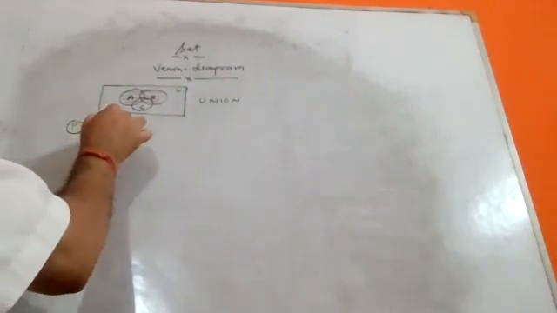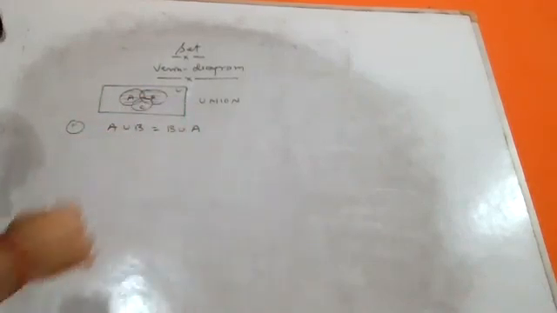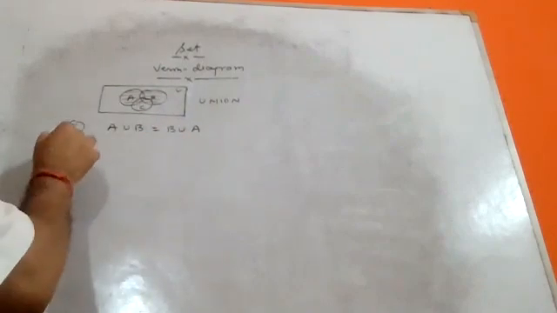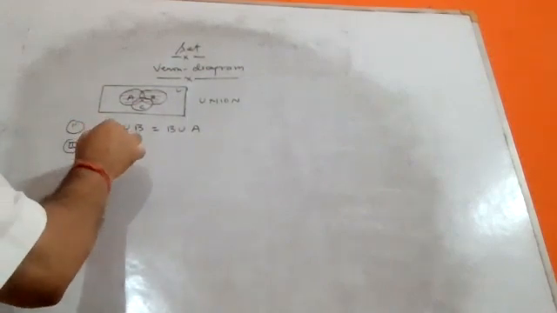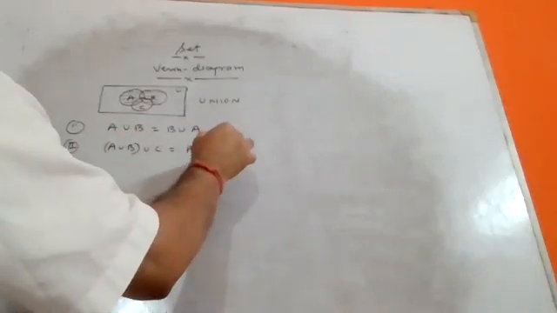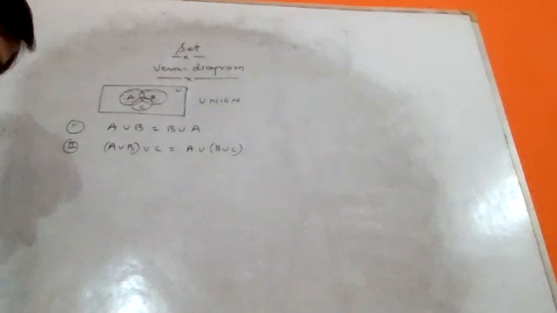What is the main property of union? The first thing you observe with the help of diagram, A union B is equal to B union A. That is A union B is equal to B union A. No issue with this one property. Second property, you can say that A union B union C should equal A union B union C, grouped differently. This is associative. You can say this one is associative, right?